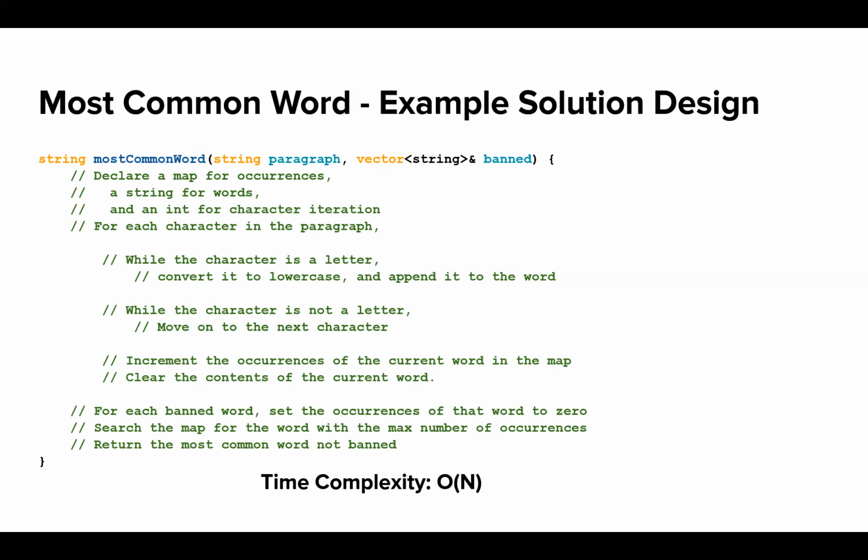Now, if we're going to oversimplify, we can call this time complexity O of n, but really it's O of n on the number of characters in the paragraph, and then you would add that to, say, an O of m, which is the number of banned words in the list of banned words. Now, of course, this is implementation dependent. So for example, if you were using a standard map in C++, this would not be O of n. But if you're using an unordered map, it would be.